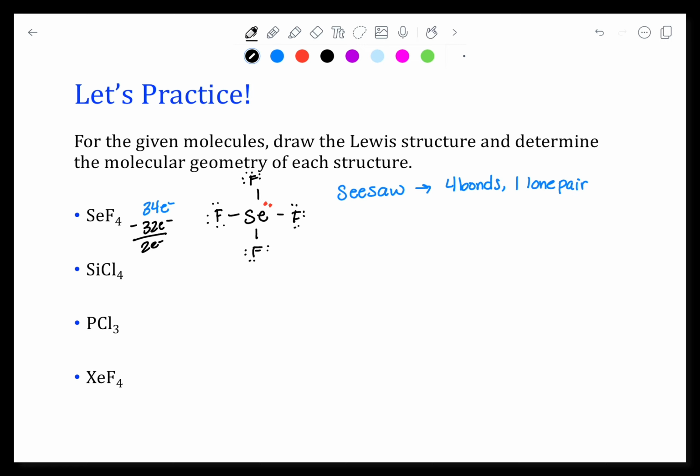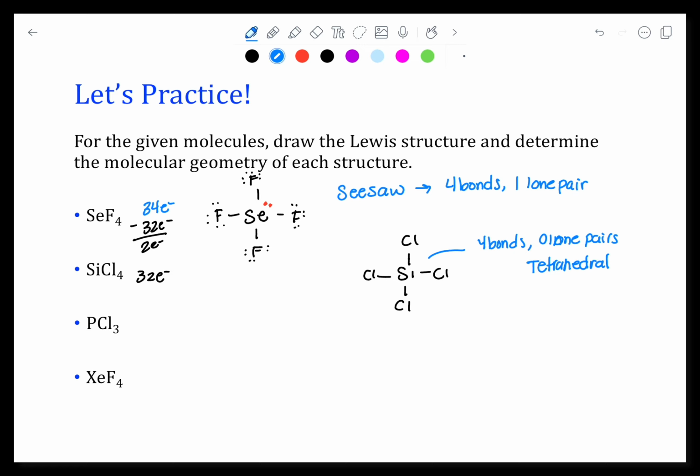SiCl4, there's 32 electrons here. We have an Si with Cls. Imagine that those Cls all have lone pairs around them, but for time purposes, I'm not going to draw them. There's no lone pairs on my silicon, so I have 4 bonds, no lone pairs, making this tetrahedral.